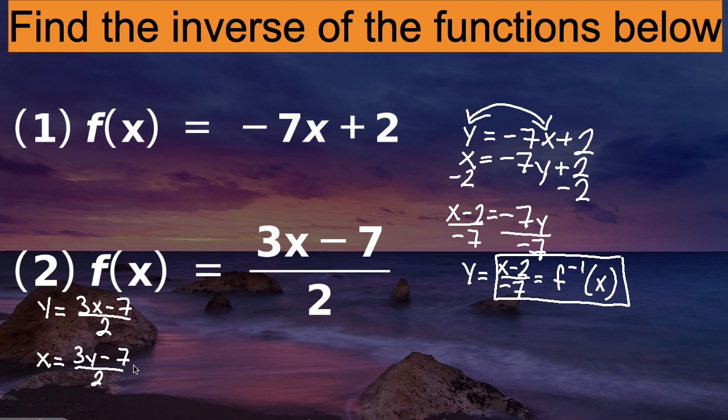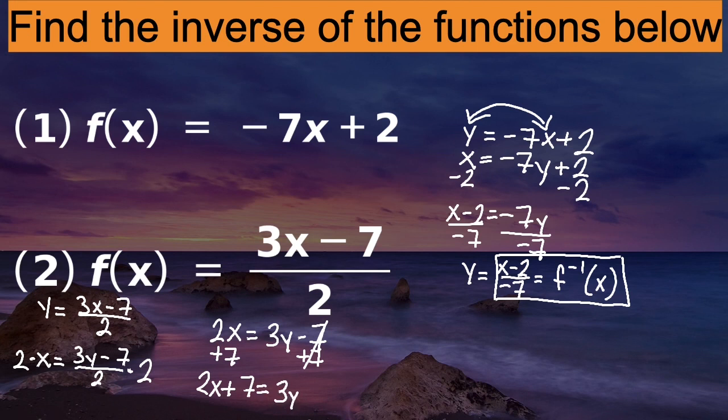The first step to get y by itself would be to multiply 2 on both sides. Next, we'll have 2x equals 3y minus 7. Here we can add 7 on both sides. If we add 7 on both sides, we're going to end up with 2x plus 7 equals 3y.